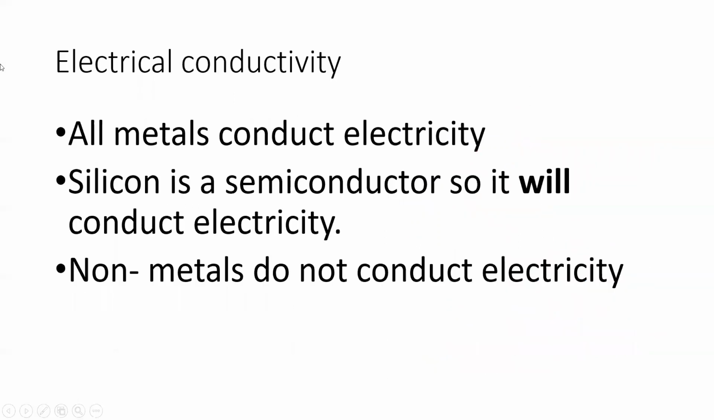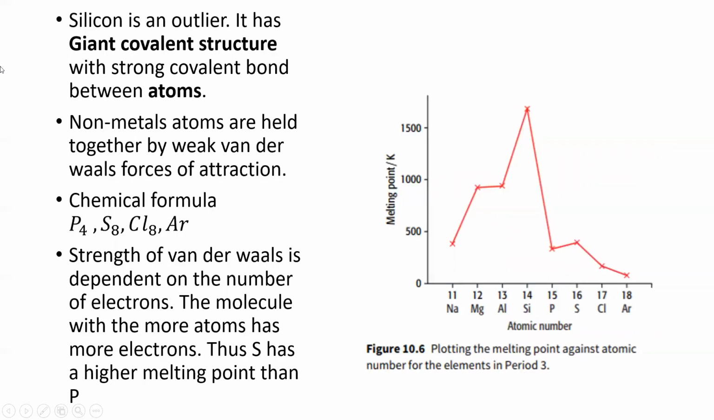The chemical formula is P4, S8, chlorine Cl2. Sorry, it's not Cl8, and argon, which is a monatomic element. The strength of the van der Waals forces depends on the number of electrons. The molecule with more number of atoms has more electrons. So in this case, sulfur has the most, followed by phosphorus, and chlorine. Like I said, this is a typo, it's Cl2, and argon has the least number of atoms and thus the least number of electrons. So the stronger the van der Waals forces, the more energy is required to overcome the forces and separate the molecules.